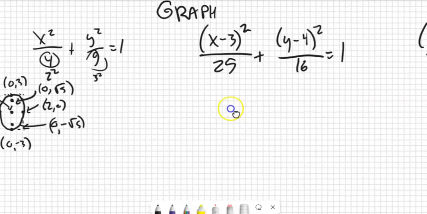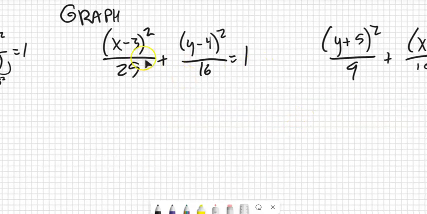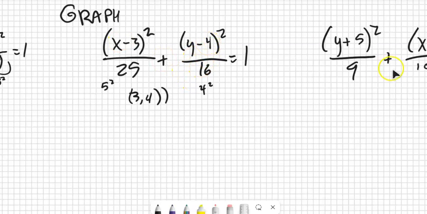Yeah, let's do another one. My center is at the point 3, 4, right? And I'm offset a distance of 5 in the x direction and an offset of 4 in the y direction. So if this is the point 3, 4, in the x direction, I'm going to go 5 units. So 1, 2, 3, 4, 5. Back 5 units.